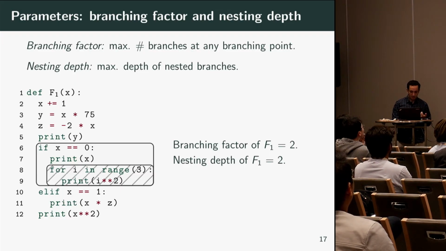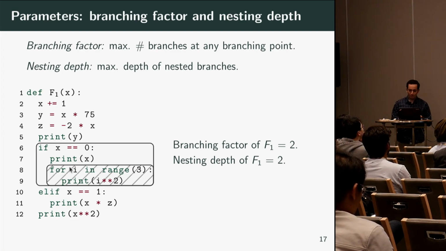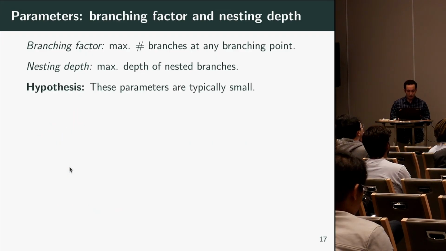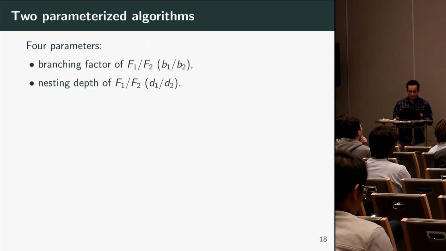For nesting depth, here we have this print, which is enclosed within a for within an if, making the nesting depth 2. Okay, and our hypothesis is that these parameters are small. Their values are small. You'd expect that they are considerably smaller than the input size. So our 2 algorithms rely on this hypothesis.